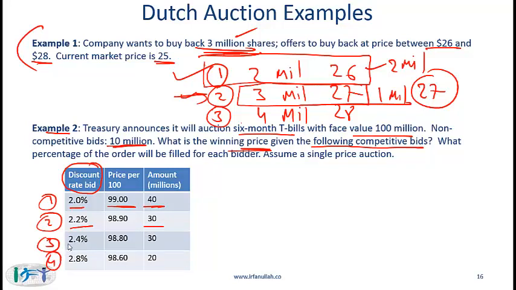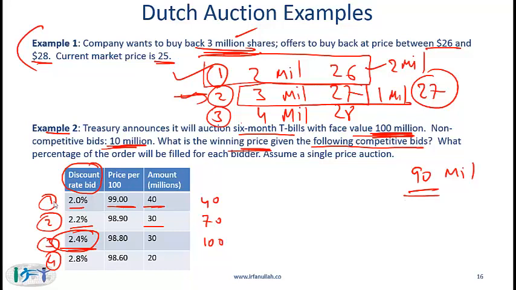Now, what is the price at which the treasury will finally auction? The total value is 100 million. Of this 100 million, 10 million are non-competitive bids, which leaves us with 90 million. If you look at these numbers now and you come up with the cumulative numbers, 40 from here and then another 30 takes us to 70. Another 30 here would take us all the way to 100, but we only want to be at 90. So the final price is going to be 2.4% because this is a single price auction and that is the price at which all the amount can be taken care of, or the amount at which 100 million value of T-bills can be issued or sold by the treasury.